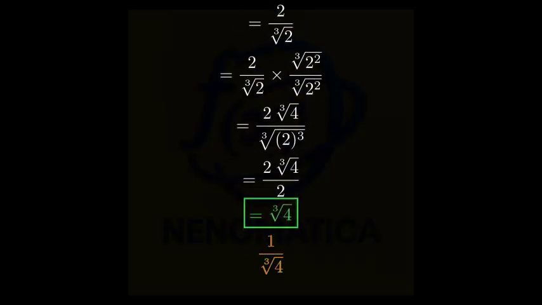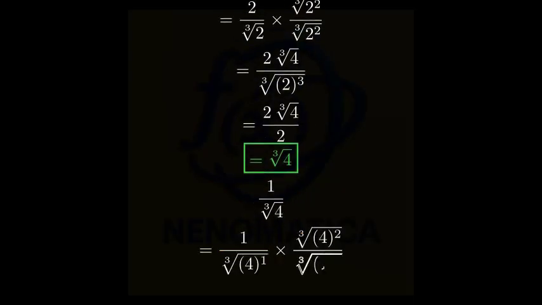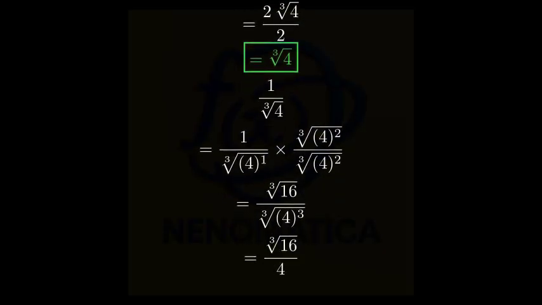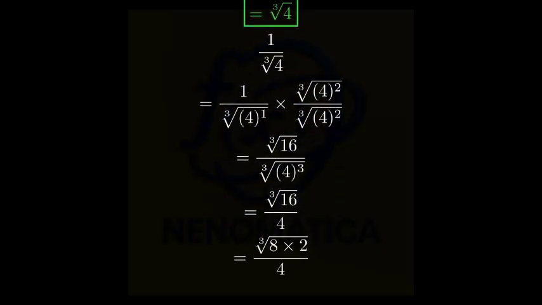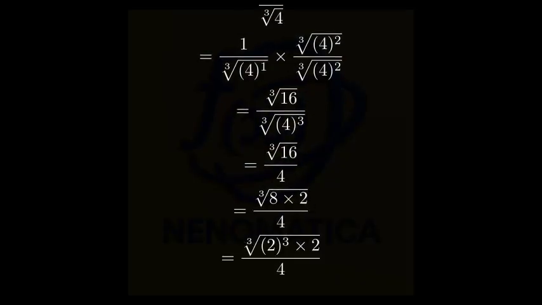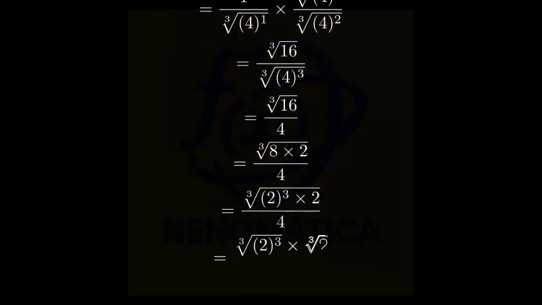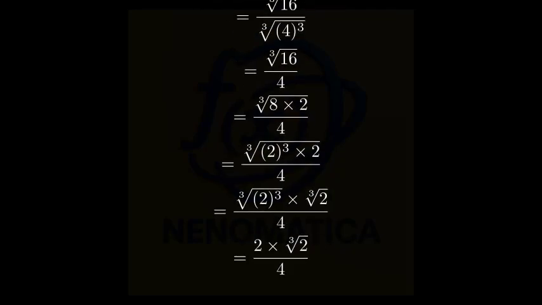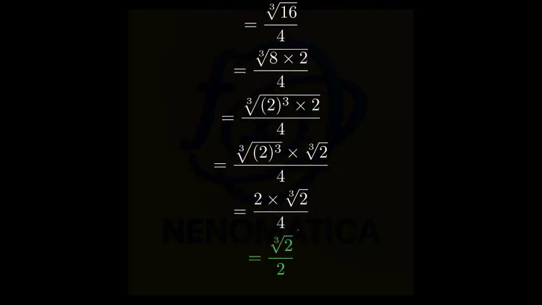Now, the second example: 1 divided by the cube root of 4. Multiply numerator and denominator by the cube root of 4 squared. That creates the cube root of 4 cubed in the denominator. Evaluate that as 4. Rewrite 16 as 8 times 2. Express 8 as 2 cubed. Split the cube root into a product of cube roots. Evaluate the cube root of 2 cubed as 2. Reduce the fraction to the cube root of 2 over 2.